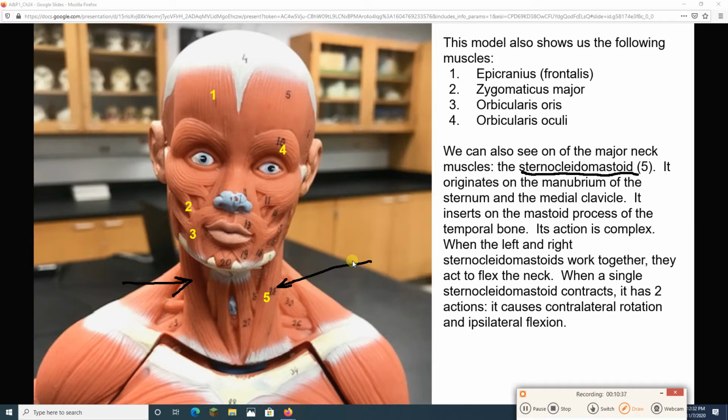Now, when you use one of these guys unilaterally, so just one side contracts, you are going to notice a different movement. So when just one sternocleidomastoid contracts, it can do two things, okay? It can cause ipsilateral flexion. So I'm going to use my right sternocleidomastoid to try to touch my right ear to my right shoulder by bending my head down. That's ipsilateral flexion. I can also use my right sternocleidomastoid to turn my head to my left. So that is contralateral rotation.